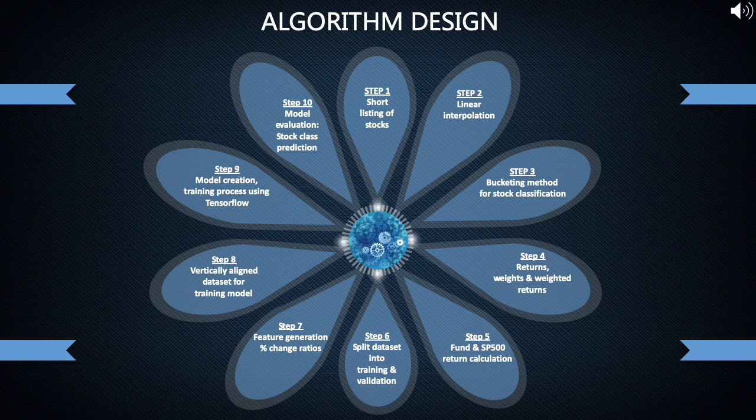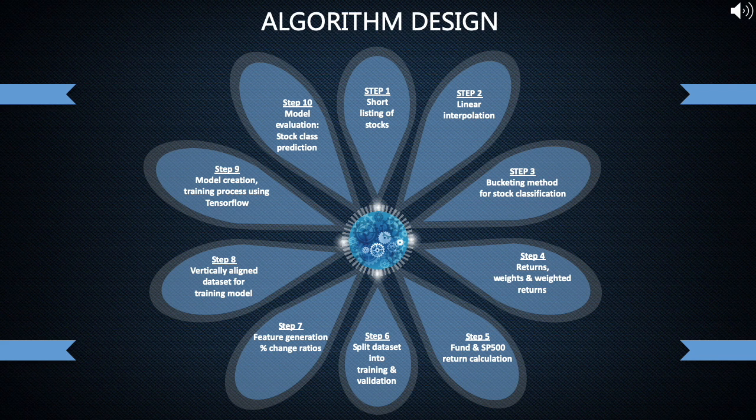Now we compare both returns. The main objective of this project is for the model to consistently beat the benchmark. This would mean that the fund is profitable and is consistently able to generate alpha. In step 6, we split our dataset into two parts, one for training the model and the other for validating. In step 7, we generate ratios for each of the features. This helps to generate a better model for prediction.